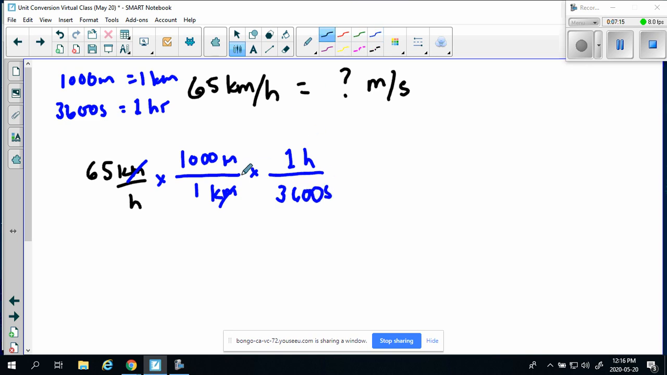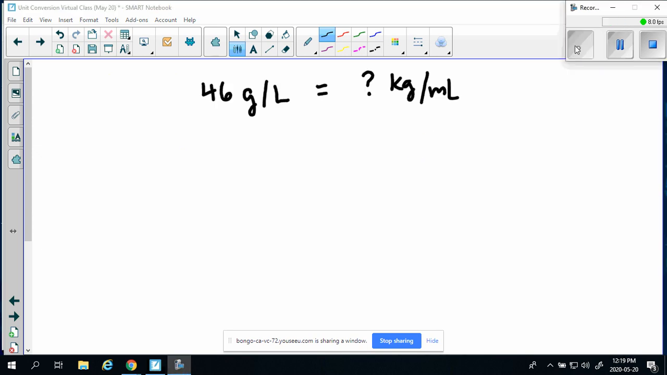If I cancel out the units, hours and hours cancel out, kilometers and kilometers cancel out. So in the end, I will be left with meters in the top, seconds in the bottom. Is that what I wanted? Yes. So we're going to end up with some sort of meters over seconds. 65 times 1,000 divided by 3,600, and I'm getting 18.1 meters per second.